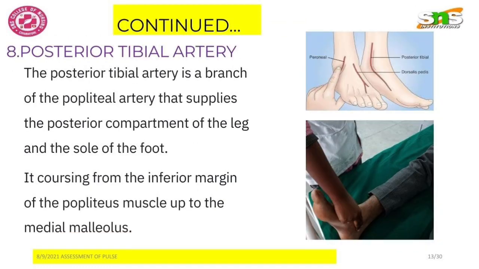Posterior tibial artery. The posterior tibial artery is a branch of the popliteal artery that supplies the posterior compartment of the leg and the sole of the foot. It courses from the inferior margin of the popliteal muscle up to the medial malleolus.